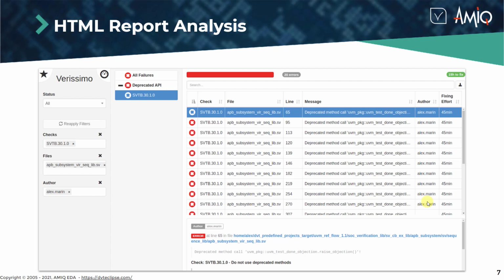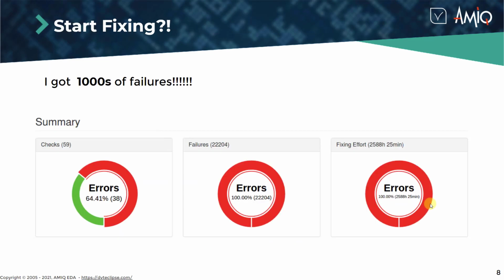All these analysis techniques help you focus on a specific set of failures, but still, when you actually want to start fixing, the numbers can be a real bummer, especially when your summary shows something like this. 20,000 failures. 2,500 hours, that's about 100 days or about half a year of work.